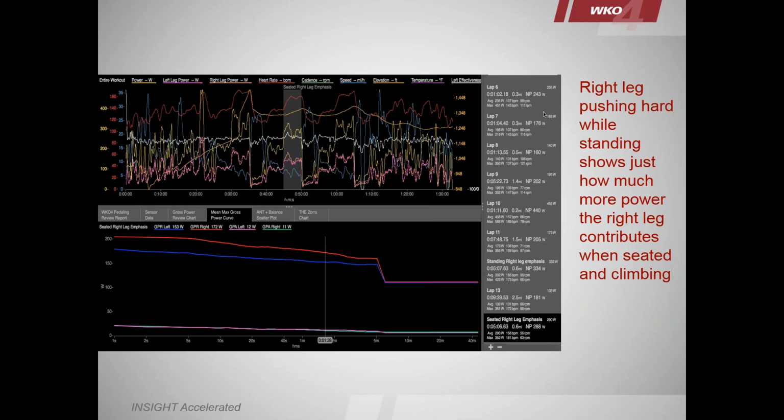So it has been presumed that in this case, while seated, most likely this athlete's hamstring and gluteal of the left leg just aren't as strong as the right leg. So they could do some exercises to strengthen that left leg to see if that would balance out their seated efforts. That would be something you could work on there.